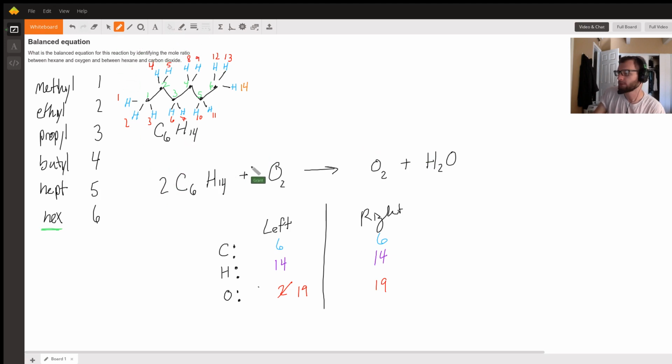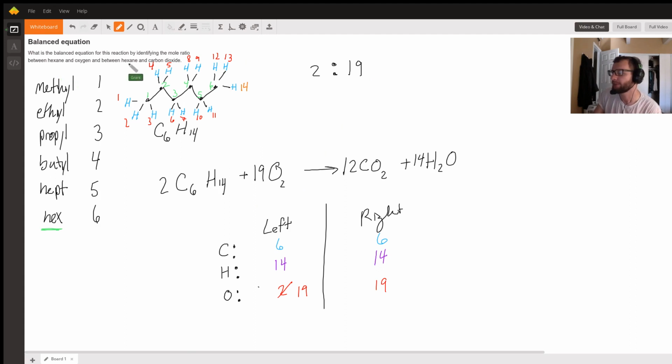So we've got 2 hexane, 19 oxygens, 12 carbon dioxides, and 14 waters. Now that we have this, we can find our mole ratio. The mole ratio between hexane and oxygen would be 2 to 19. So for every 2 moles of hexane, we have 19 moles of oxygen.